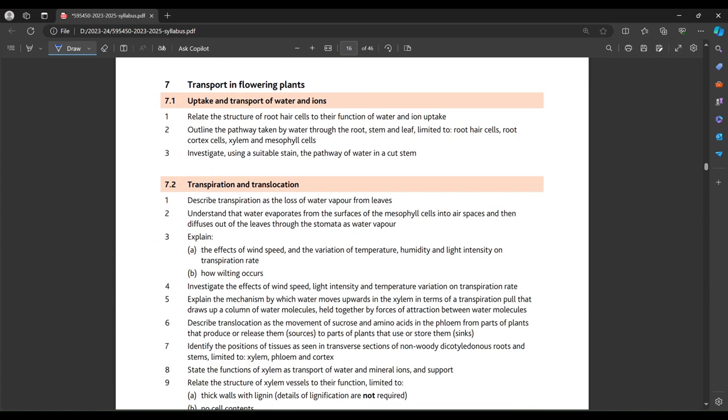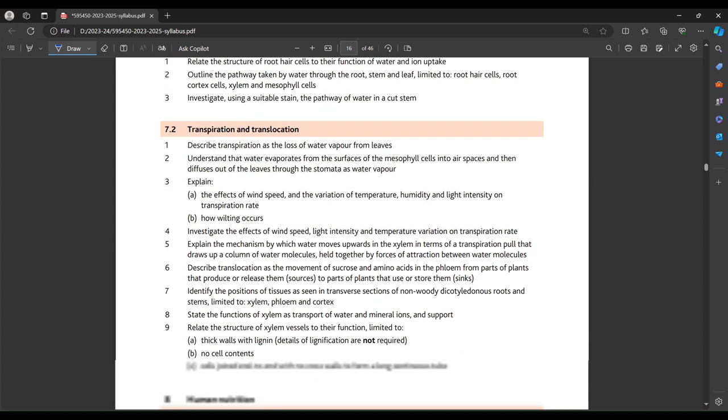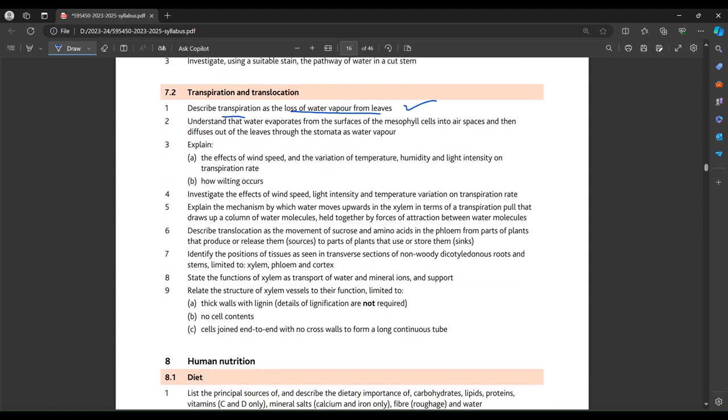Now, transport in flowering plants, a very important chapter. And transpiration. Define transpiration only as the loss of water vapor from the leaf. The water vapor that is lost through the stomata of the leaf always comes from the intercellular spaces. Always remember, it comes from the intercellular spaces.